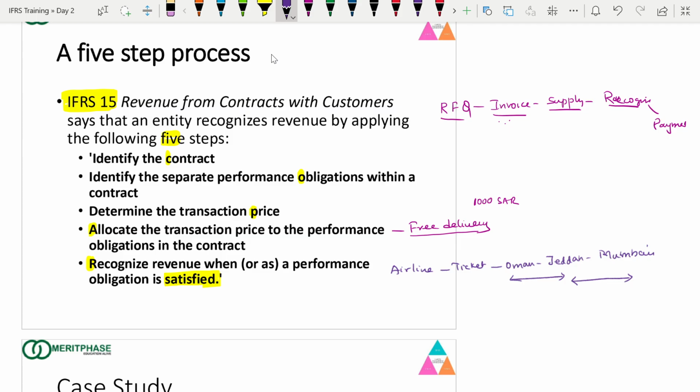The airline will only recognize the revenue once that part of the performance obligation is met. For example, we have transferred you to Jeddah from Oman. We will only recognize that part. Although you have paid us in full and the boarding card has been issued, until the performance obligation is completed by the entity as an airline, we will not record that part of the revenue during that day. So once both are separately satisfied, only then we'll record the full revenue.